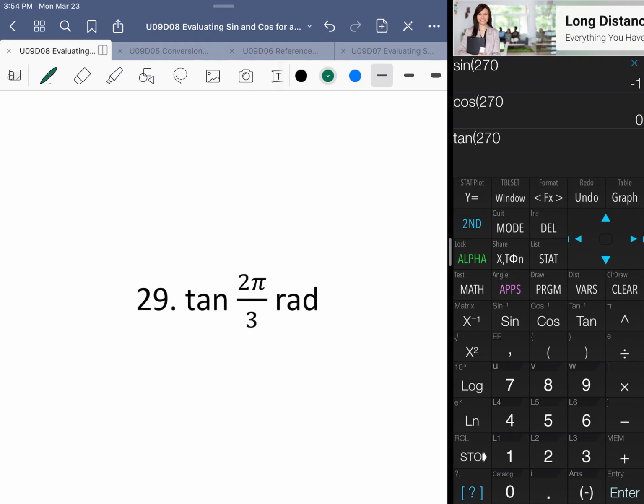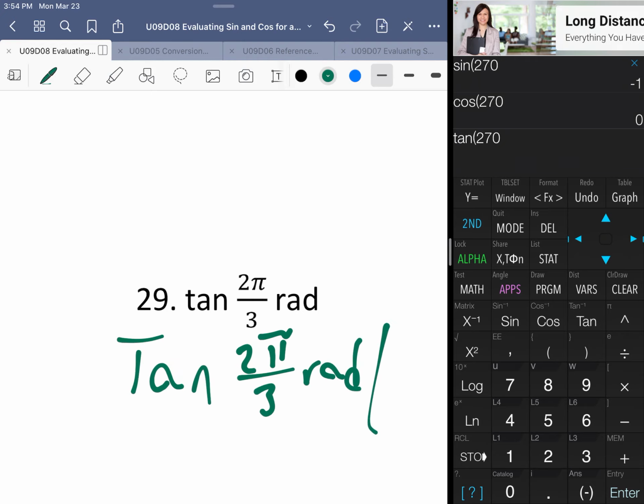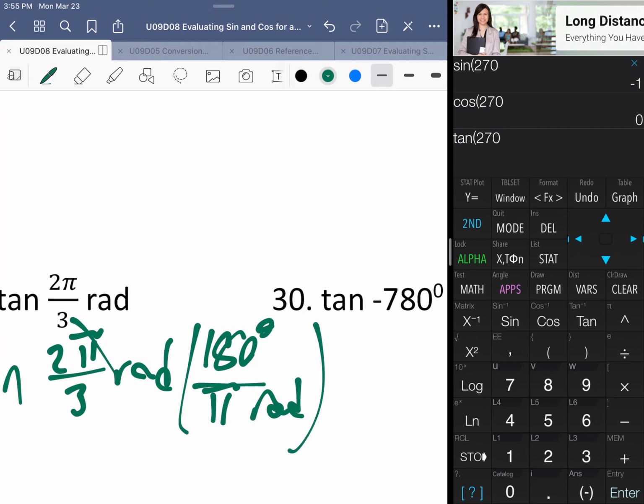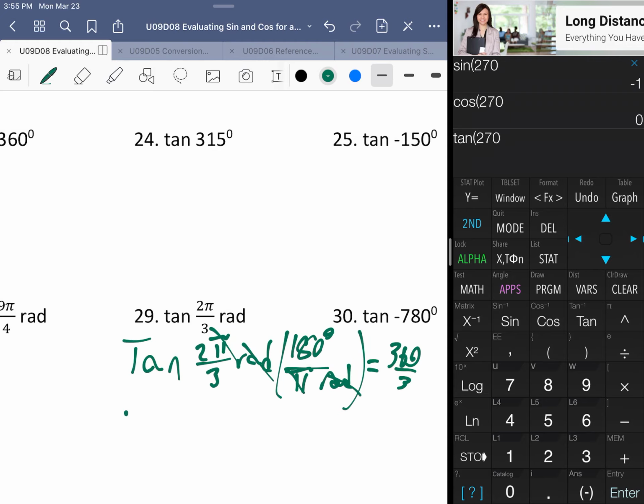tangent of 2 pi over 3 radians. Well, I can convert this into degrees if that helps me. I'm going to convert that into degrees by multiplying by 180 degrees over pi radians. What happens here is that the pi's cancel out, the radians cancel out. I get 2 times 180, which is 360, divided by 3, which is 120. So this is the same thing as saying the tangent of 120 degrees.